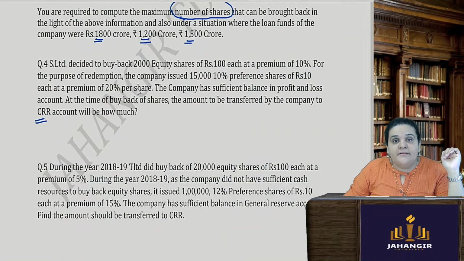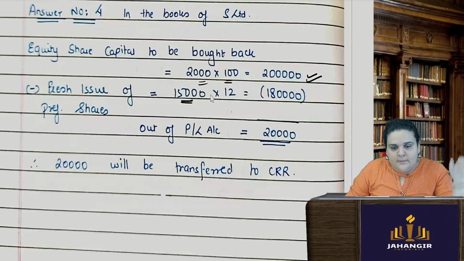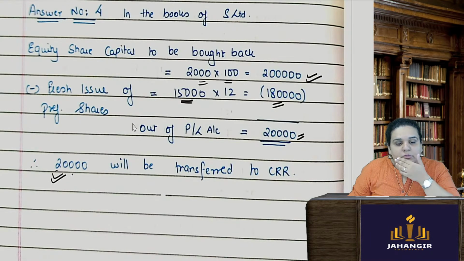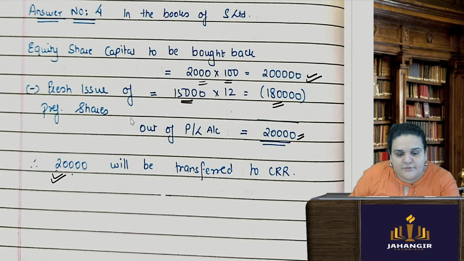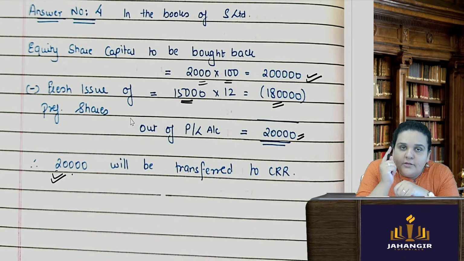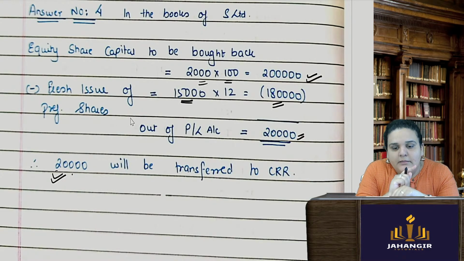10%, 20% premium. That means 12 rupees. Okay. So out of the P&L, 2 lakhs is there, minus 1,80,000. So I am left with 20,000 as an amount. So the amount transferred to CRR will be 20,000. Why did I do this? Why did I take this in the premium also here in the consideration? Because for buyback, we can use securities premium.